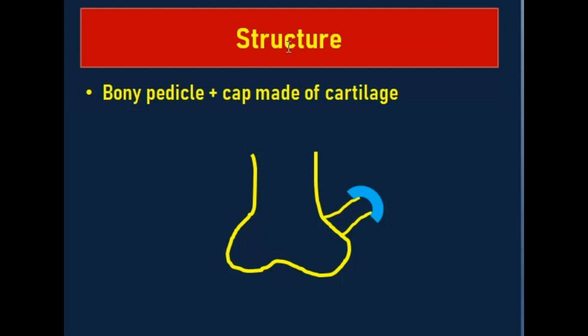Now, if you look at the structure, it consists of a bony pedicle and a cap which is made out of cartilage. So, this pedicle is the bone part which comes directly from the growth plate, and this cap over here will be made out of cartilage.